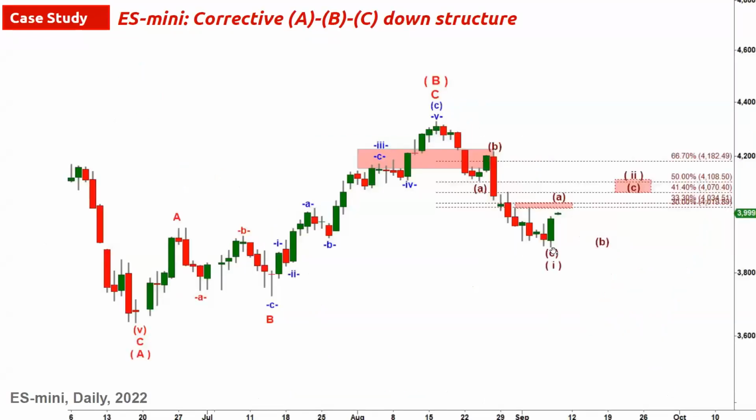And I believe that we could have bottomed in a micro wave 1, and we are working on A up, B down, C up. That could top somewhere around September OPEX or September FOMC meeting. And after that, a new decline in wave 3 would start, and it would go to new lower lows.